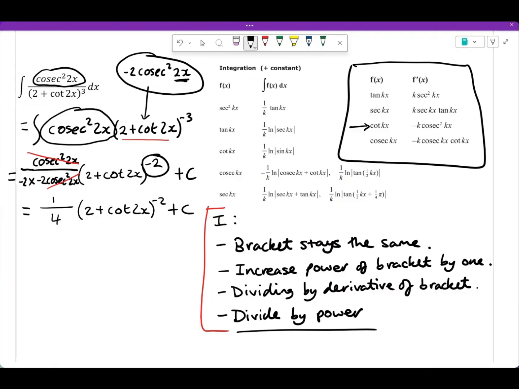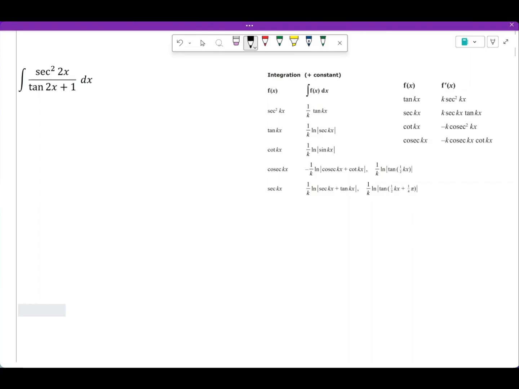Let's look at another one. So we have another fraction, but this one's a bit different because the denominator is raised to the power of 1. So we're not going to want to use indices laws because then we're going to get a negative 1 power, which we don't want for integration. So what I'm going to have to consider is whether I can use the natural logarithm. So let's do our check.